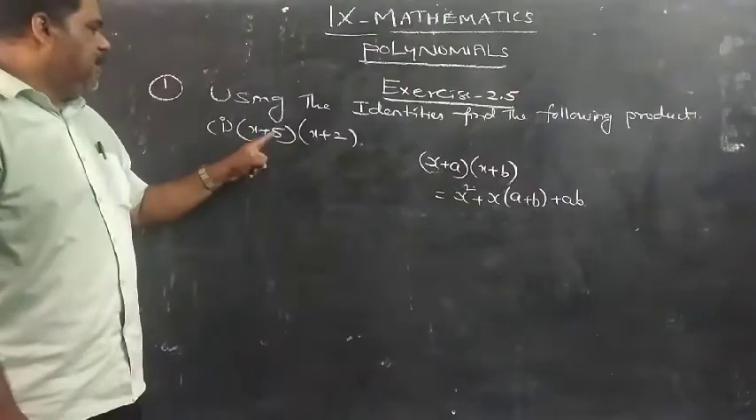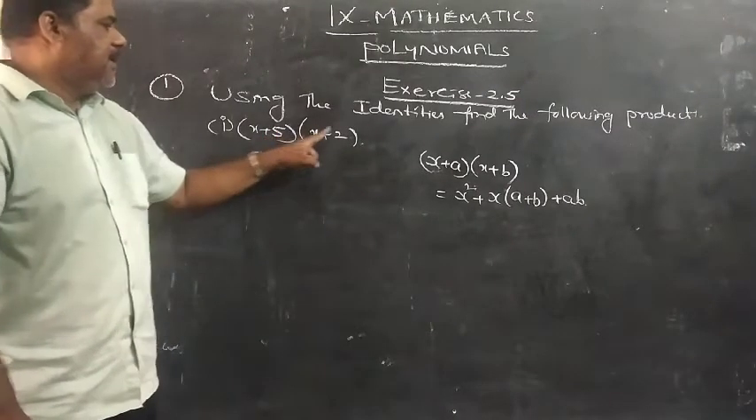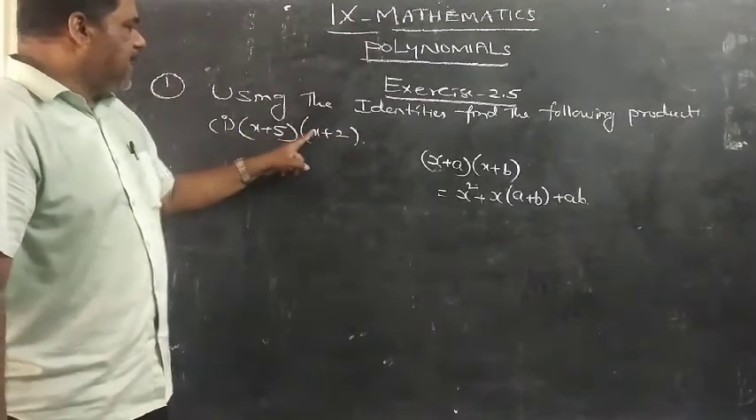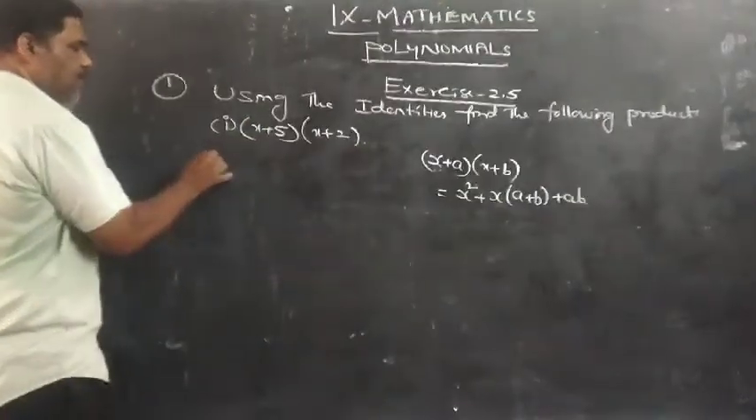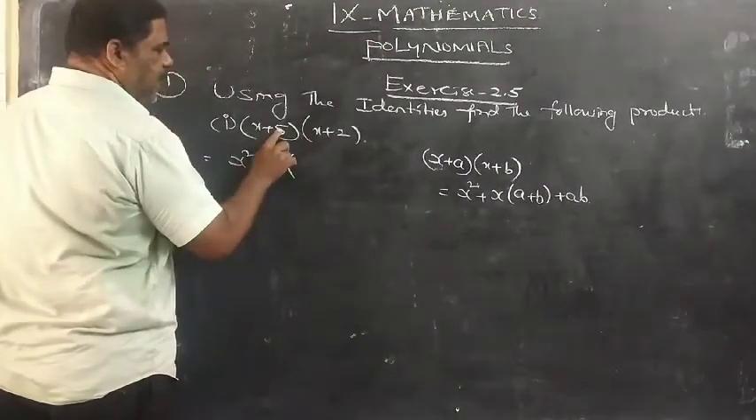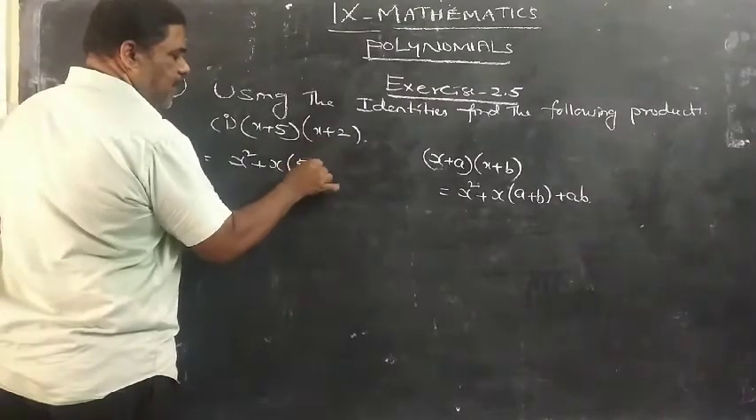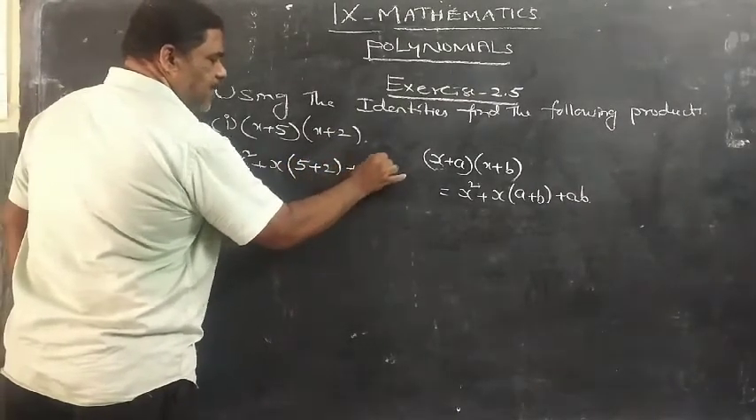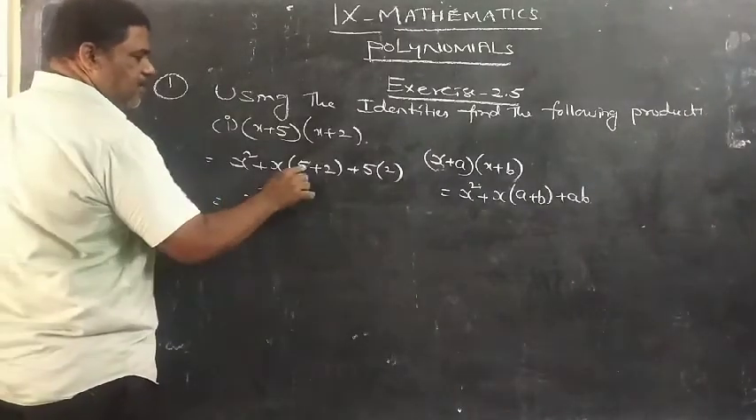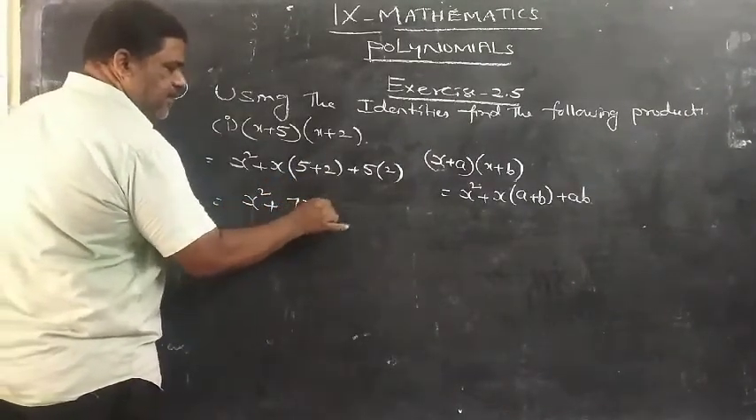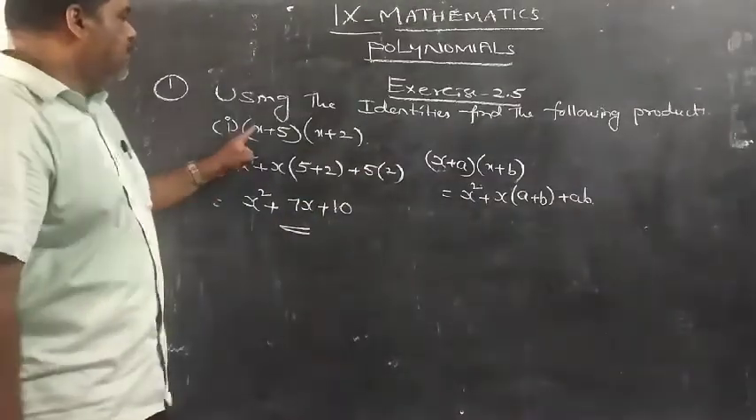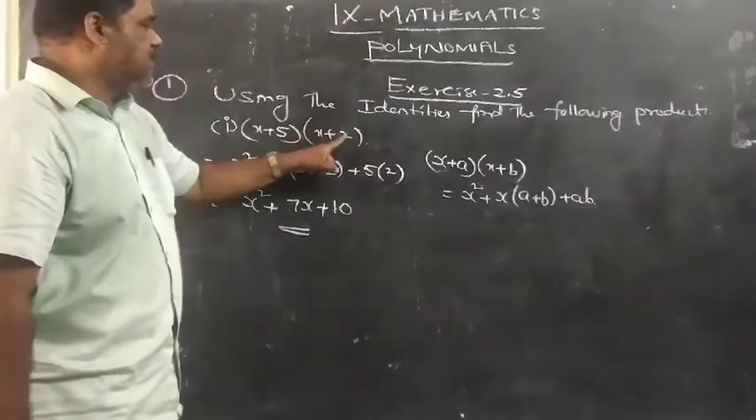So here in place of a, 5 is there, in place of b, 2 is there. So this is in the form of x plus a into x plus b. Use the formula x square plus x into a plus b plus ab. A is 5, b is 2. So a plus b is 7, ab is 5 into 2. So it is x square plus 7x, and 5 into 2 is 10.